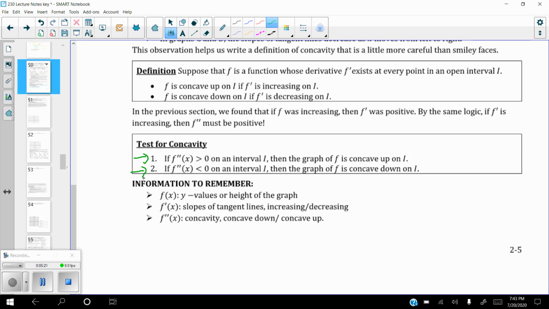So really it's asking you, how are my slopes changing? Okay, once again, are they going in a positive direction, increasing? Are they going in a negative direction, decreasing? So that's why the positive gives you concave up, the negative gives you concave down.